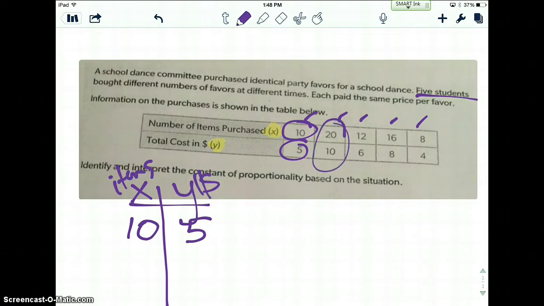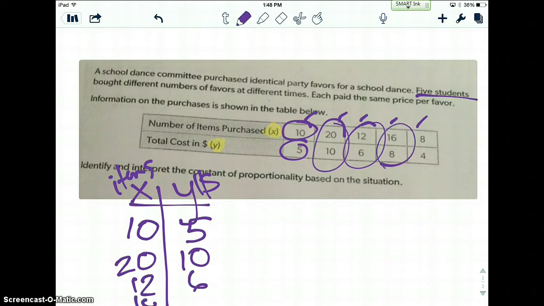Okay, the next set of data. I have 20 items purchased for $10. Then I have 12 items purchased for $6. 16 items purchased for $8. And then I have 8 items purchased for $4. Now it says here to identify and interpret the constant of proportionality based on this situation. So if they're telling me to find the constant of proportionality, it must mean that this relationship is proportional.